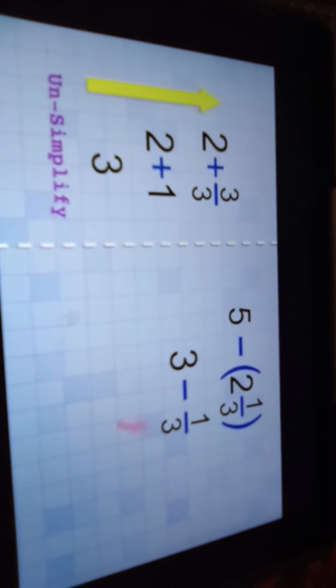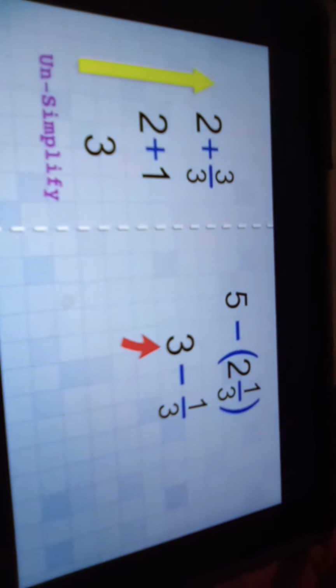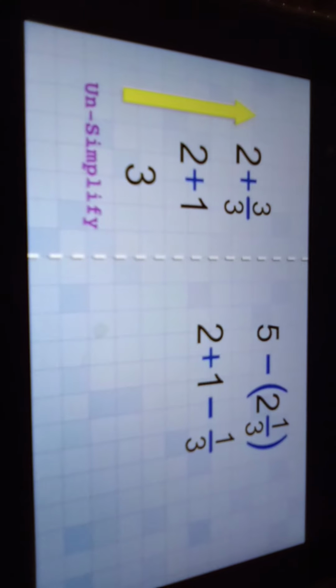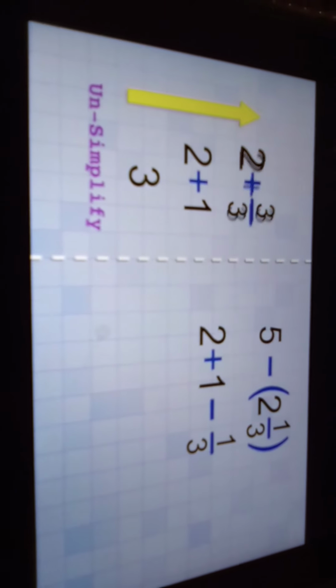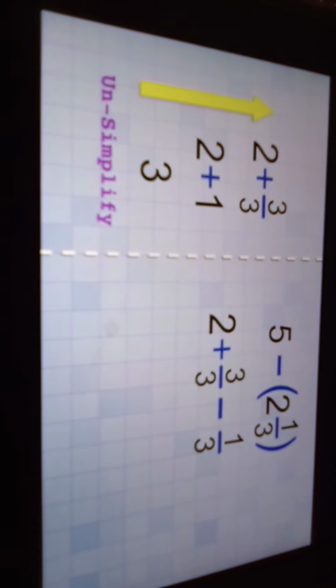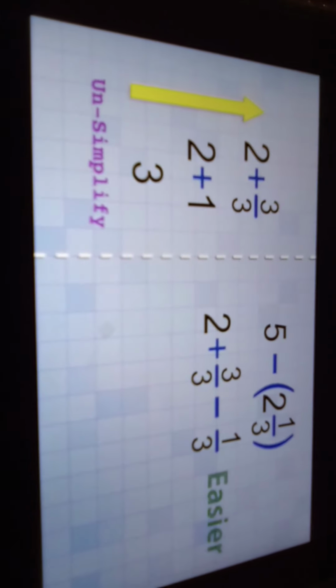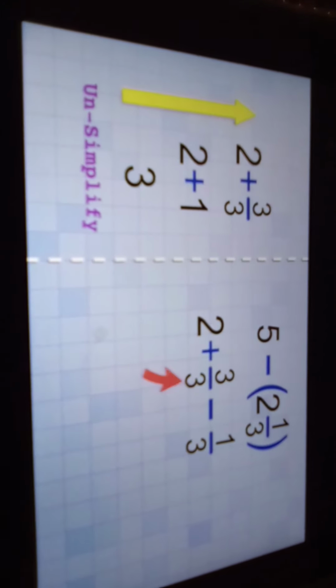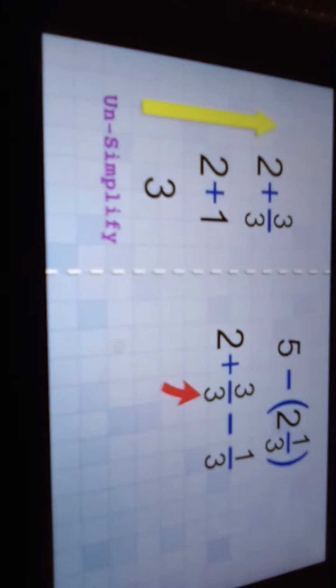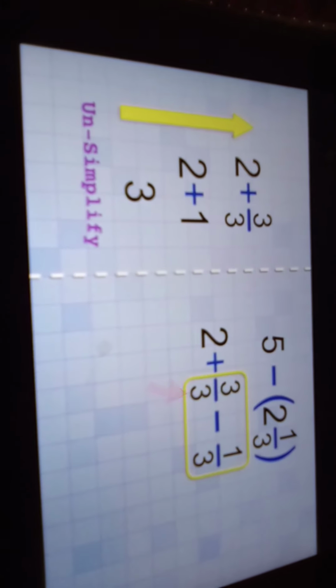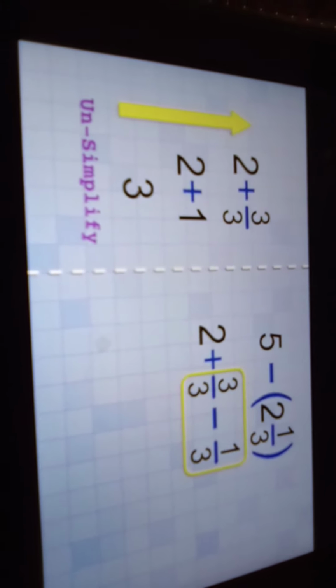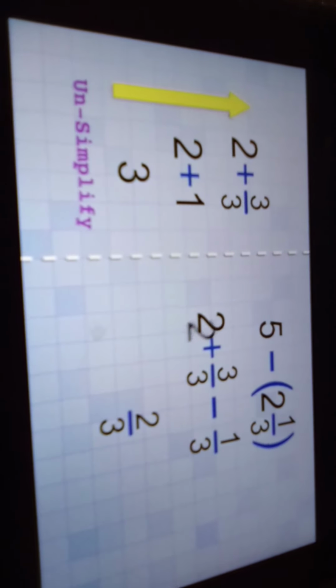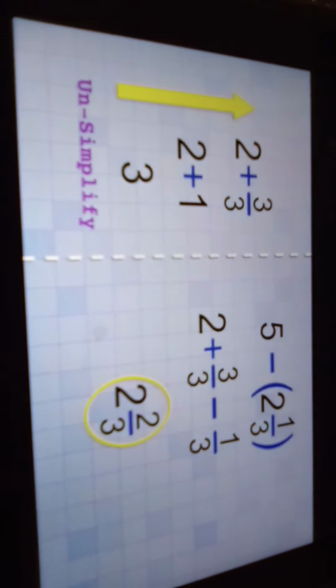We're trying to take 1/3 away from 3, right? So let's rewrite 3 as 2 plus 1, and then let's rewrite 2 plus 1 as 2 plus 3 over 3. Does the problem look easier to do now? We converted part of the whole number into the whole fraction, 3 over 3, and we already know how to subtract fractions. 3 over 3 minus 1 over 3 is 2 over 3. So that means our final answer is 2 2/3.